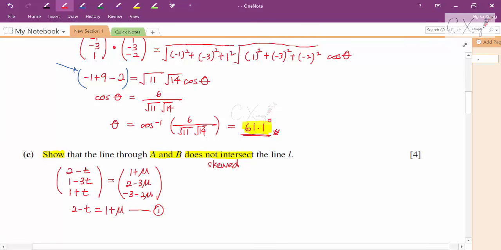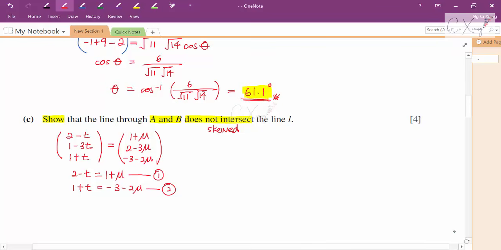To get the values of t and mu, you just need two equations. From these three equations, you can choose any two of them and solve. For my convenience, I will choose the first one, 2 minus t equals 1 plus mu, as the first equation. After that, I will choose the last one, 1 plus t equals -3 minus 2 mu, as the second equation. To me, these two equations will be easier to solve simultaneously.